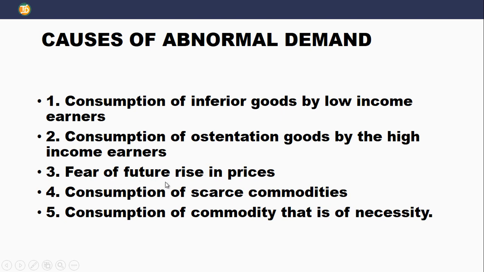Number three, fear of future rise in price of the commodity. If a consumer is afraid that the price will increase in future, the consumer will buy more at a higher price now because the consumer knows that the price will increase in future. Number four is consumption of scarce commodity, a commodity that is rare, that's not easy to come across. Consumers will buy more at a higher price. Number five, consumption of commodity that is of necessity. So any commodity that is of necessity, consumers will buy more at a higher price.